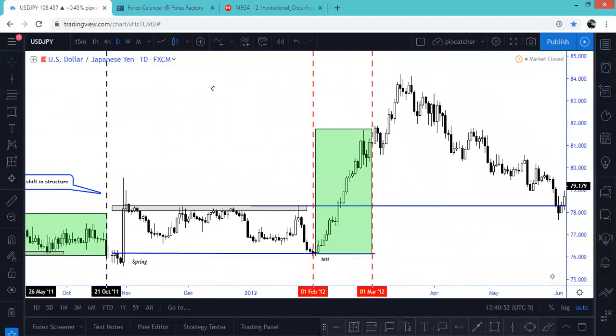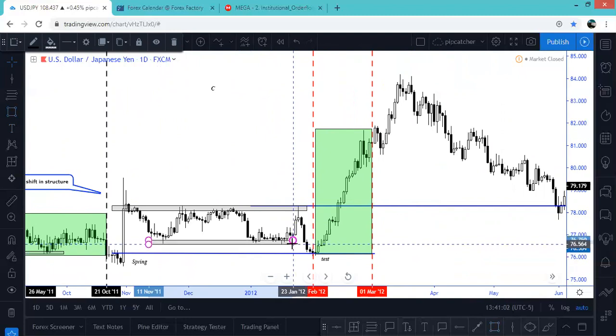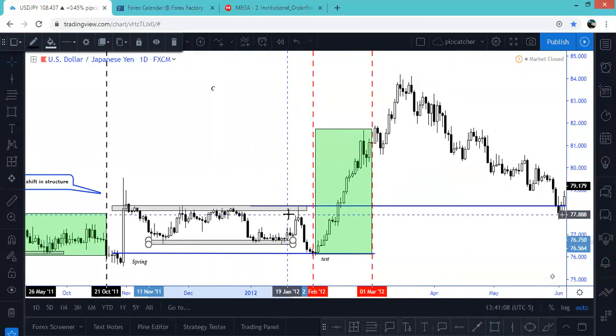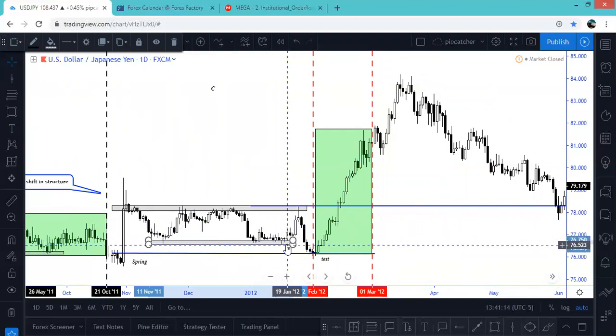Okay, so this is a breaker scenario again, right? So look, we have minor equal lows. Now remember the question I always ask myself when I see something like this, when I see a breaker block scenario looking like it's going to play out, right? This is something I always ask myself.